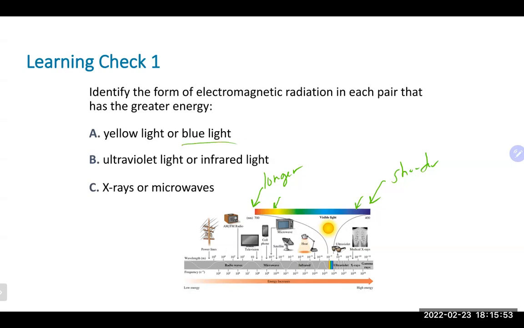Ultraviolet versus infrared. It is ultraviolet. It is past the wavelength that we have for the visible spectrum. X-rays versus microwaves. I'm going to go with X-rays on that one there.